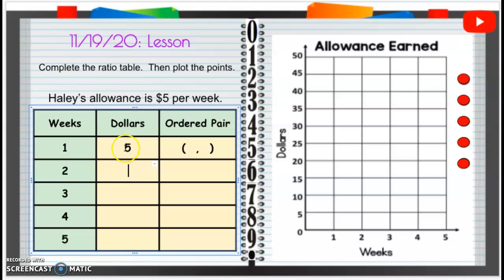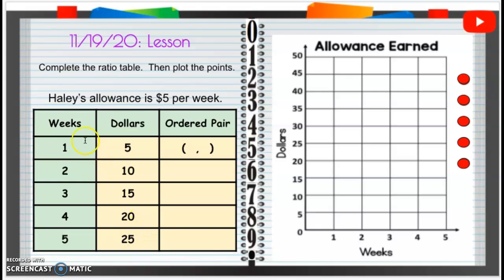So if she has that first week was $5, that second week, she's going to have another $5, so it's going to be $10. Then she'll have $15 on her third week because we're multiplying by 5. If you notice how we go from 1 to 5, we multiply by 5. 2 times 5 is 10. 3 times 5 is 15. 4 times 5 is 20. And if you can see, we're going up by 5s. 5, 10, 15, 20, 25.